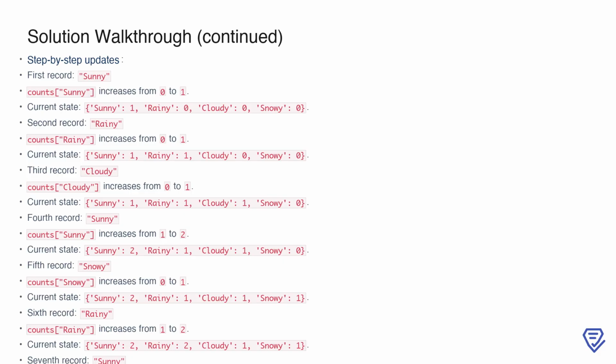The process continues with the fifth record, snowy, which increases from 0 to 1, making the state sunny 2, rainy 1, cloudy 1, snowy 1. Finally, the sixth record, rainy, is processed, increasing the count of rainy from 1 to 2. At this point, the dictionary becomes sunny 2, rainy 2, cloudy 1, snowy 1.